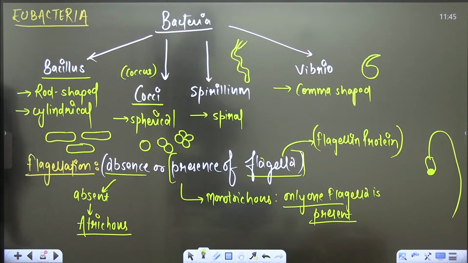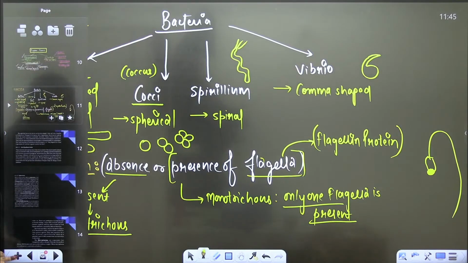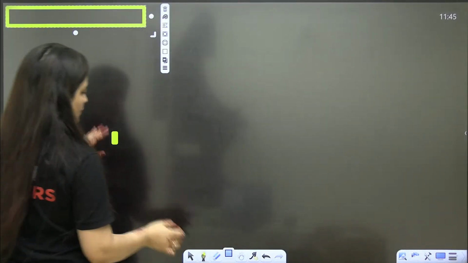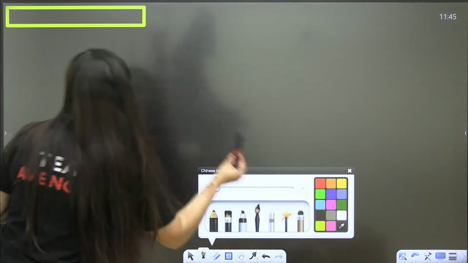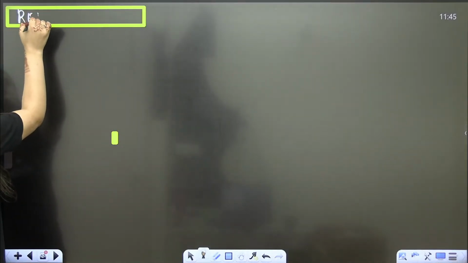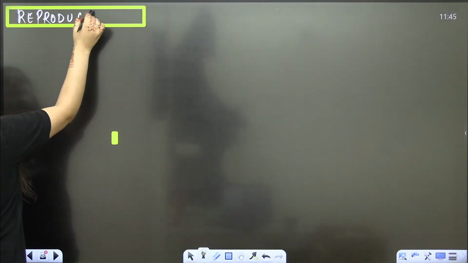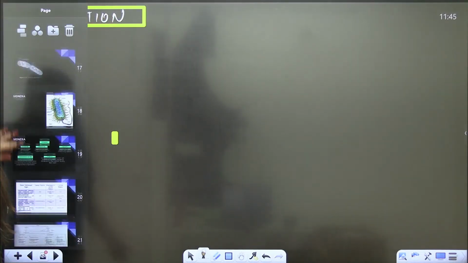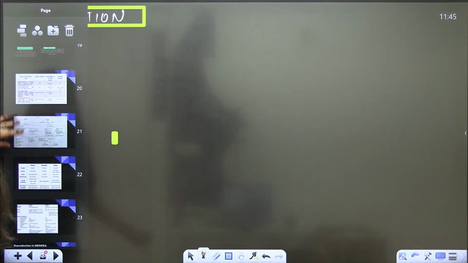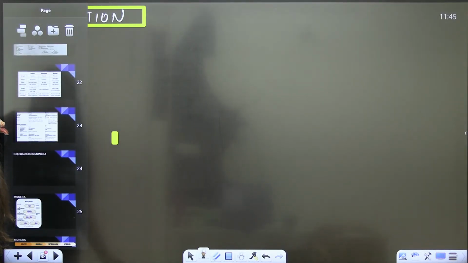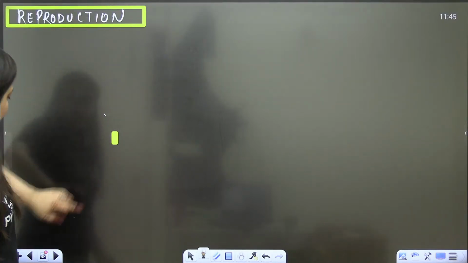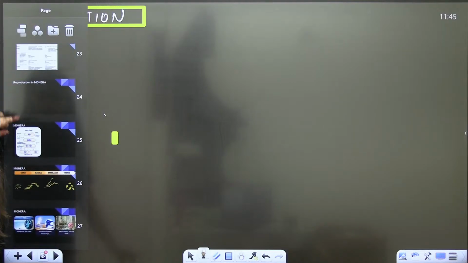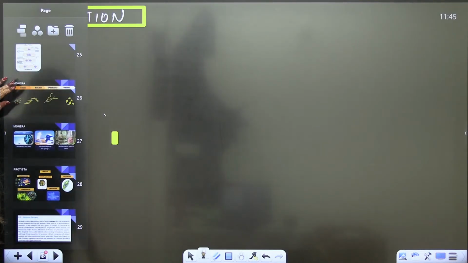Now the next topic we are going to discuss is reproduction in bacteria. I'll share the flow chart with you all as well. What kind of reproduction is there in bacteria? Let's complete it, students, and then we'll focus on the NCERT. The nutrition and reproduction part is important, and the differences between Archaebacteria and eubacteria.